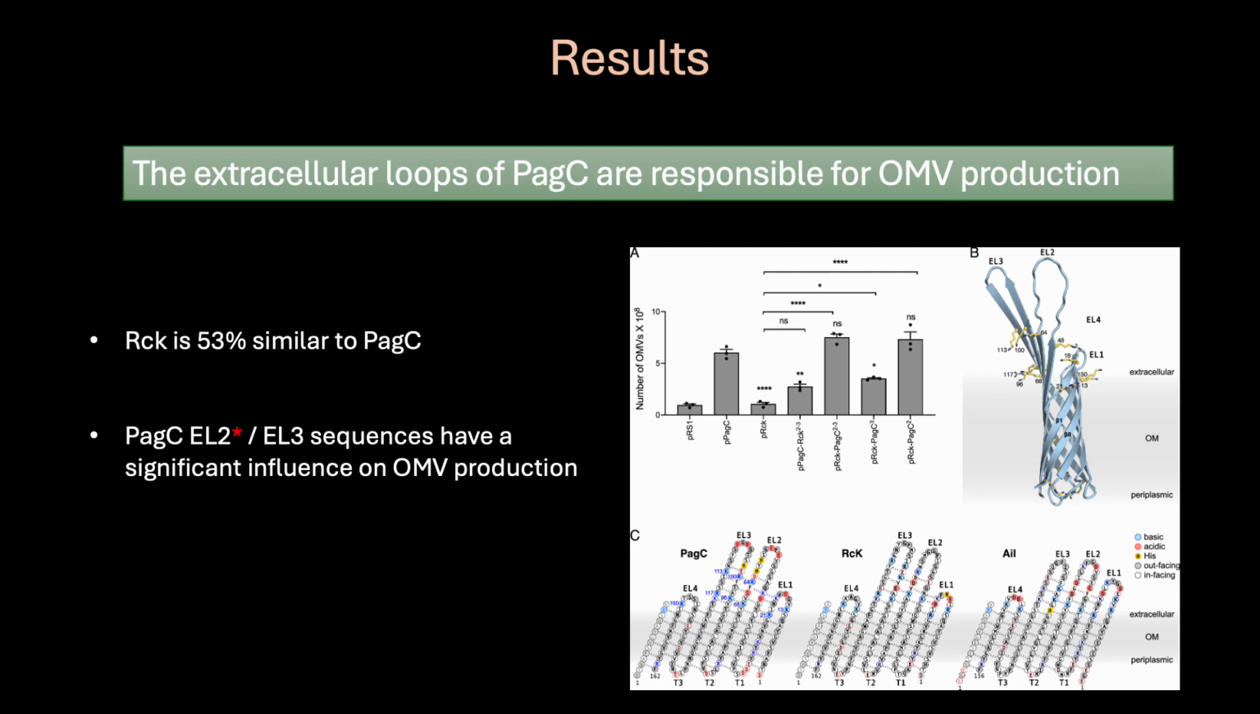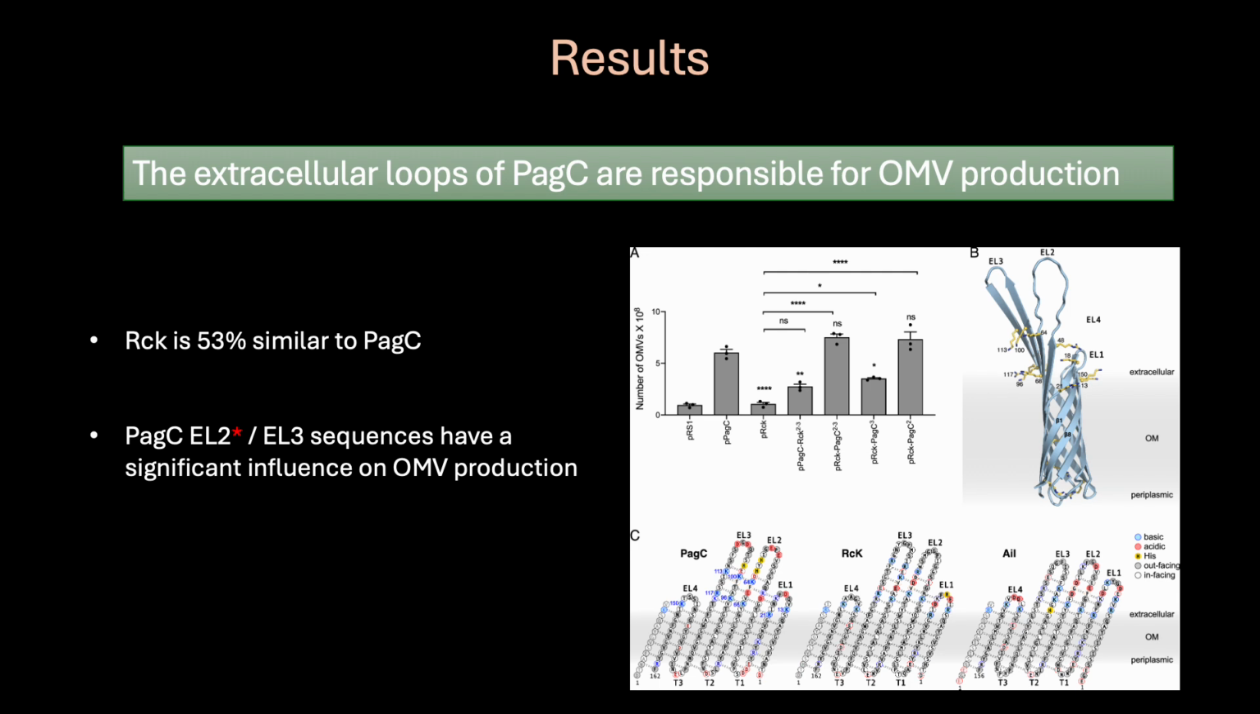So here they engineered a series of plasmid-encoded PAG-C RCK chimeric proteins or fusion proteins where the EL2 and EL3 sequence from one protein replaced the EL2 and EL3 sequence of the other protein, and it was inserted into a mutant strain. In figure A, the PAG-C RCK chimeric proteins are shown on the x-axis, and the number of OMVs to the power of 8 produced are shown on the y-axis.